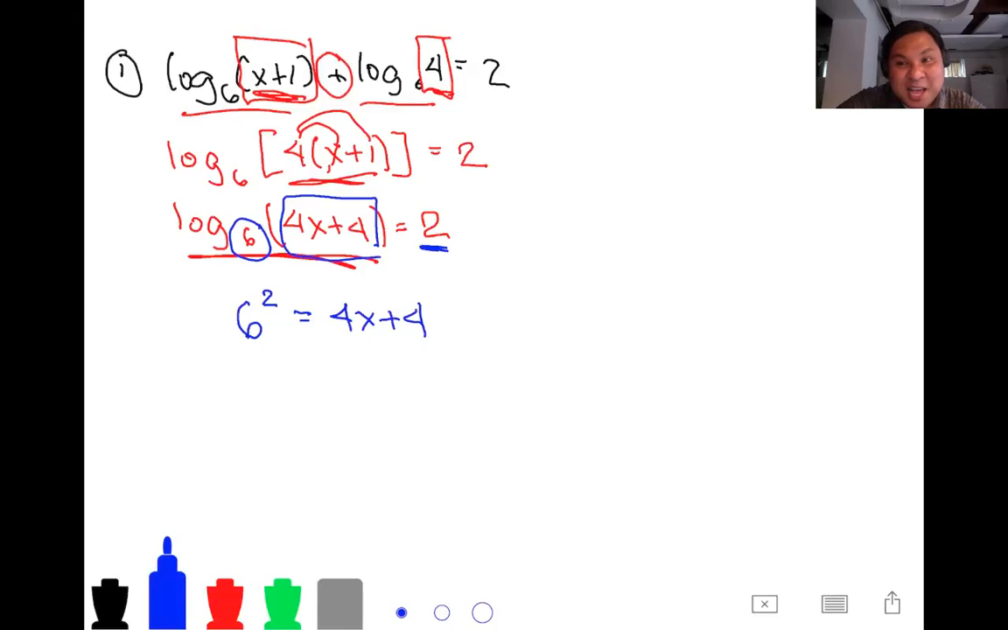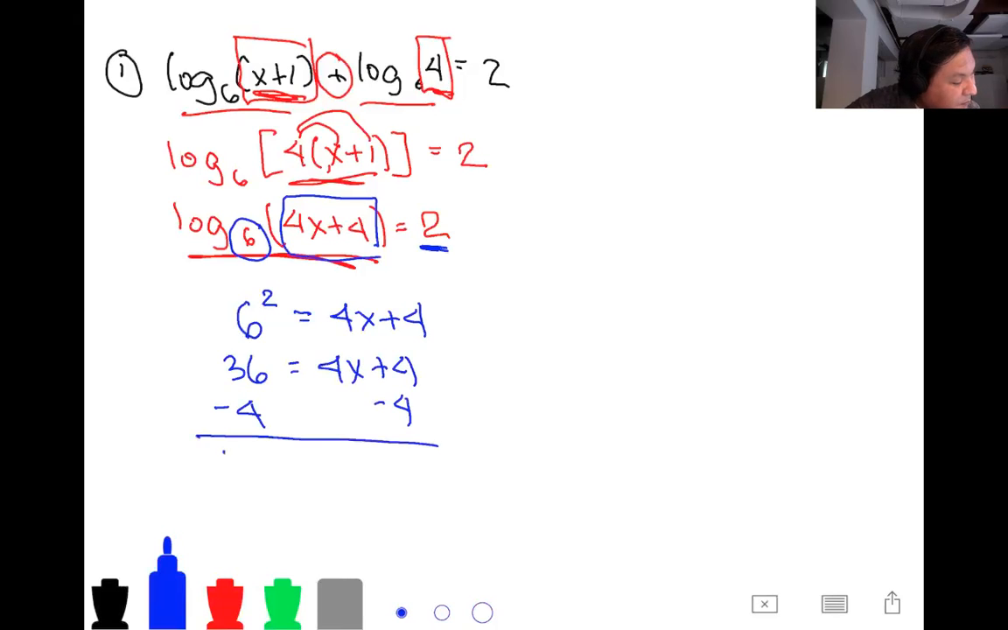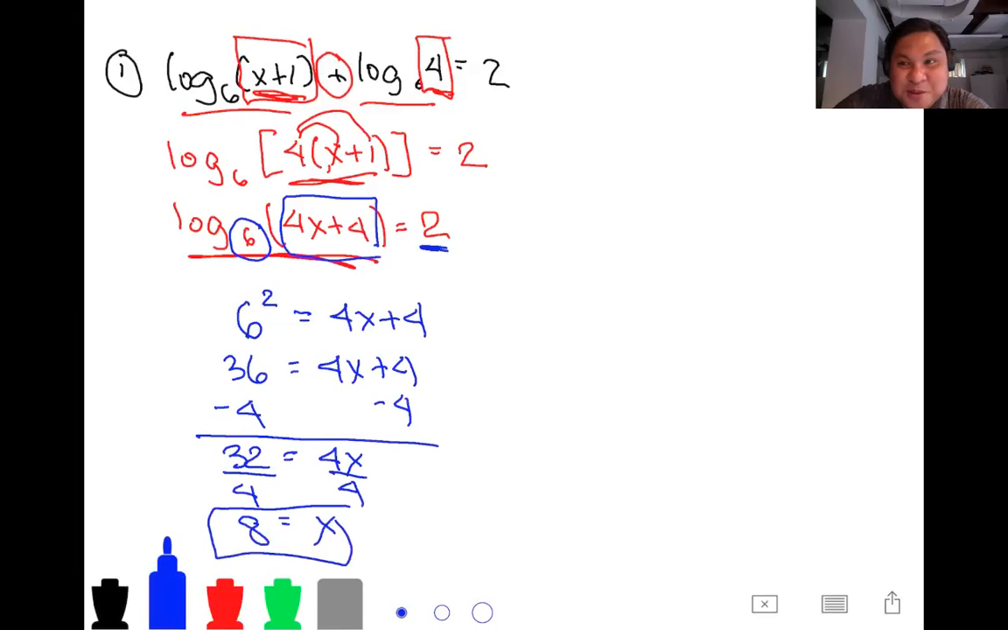Now it's algebra time. So 6 squared is 36. We subtract 4 from both sides. Divide by 4. Thus, we get x is equal to 8. I hope you got that.